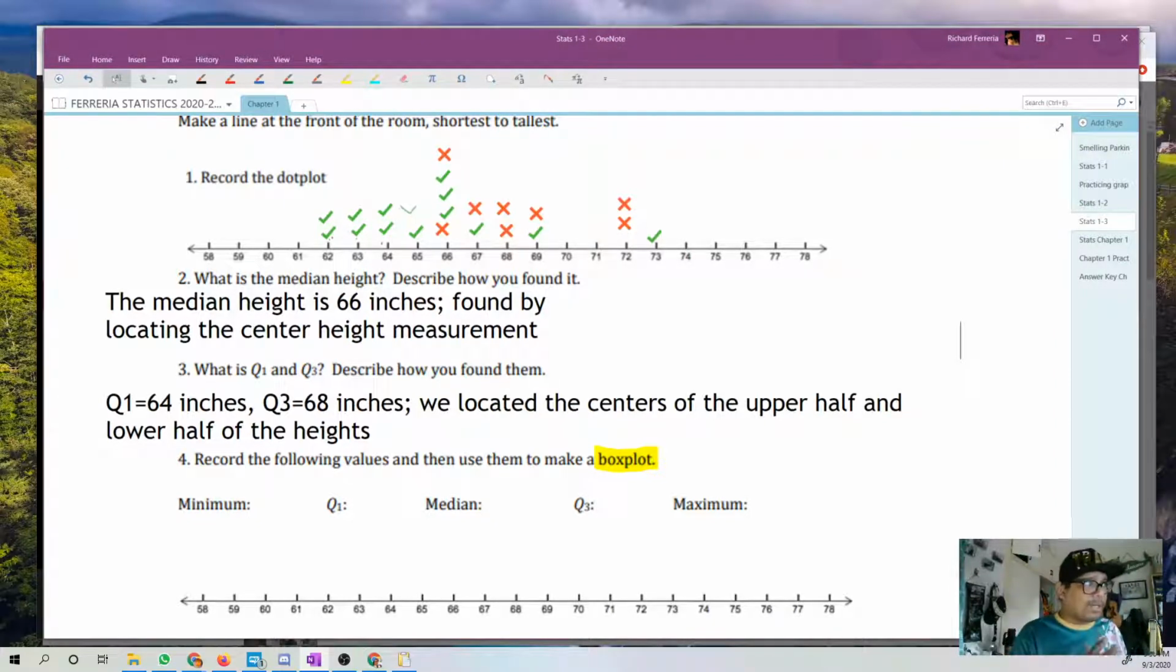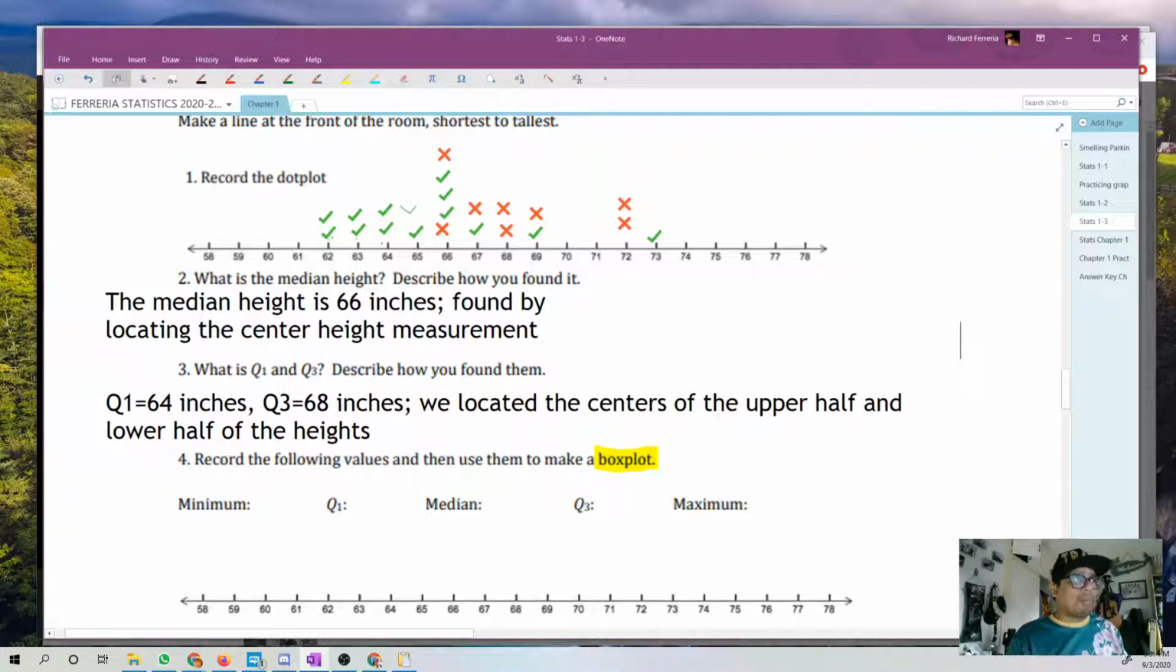So 25% of the data is below 64 inches, or 25% of the heights are less than 64 inches. And for Q3, that's quartile 3, so 75% of the heights, 75% of the students have a height that is 68 inches or less. So it's the center of the upper half and lower half. Again, if you don't know what I'm talking about, look at that video for the median, and that'll help you find it.